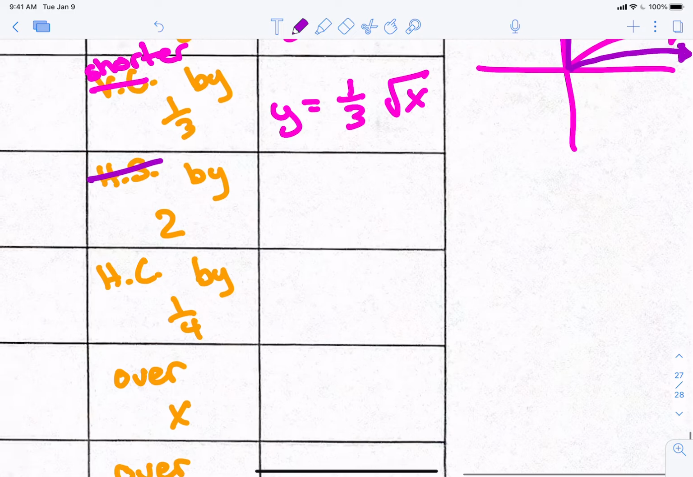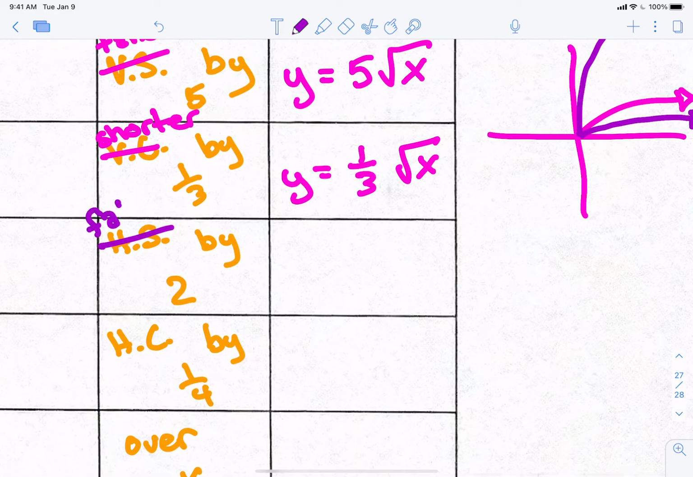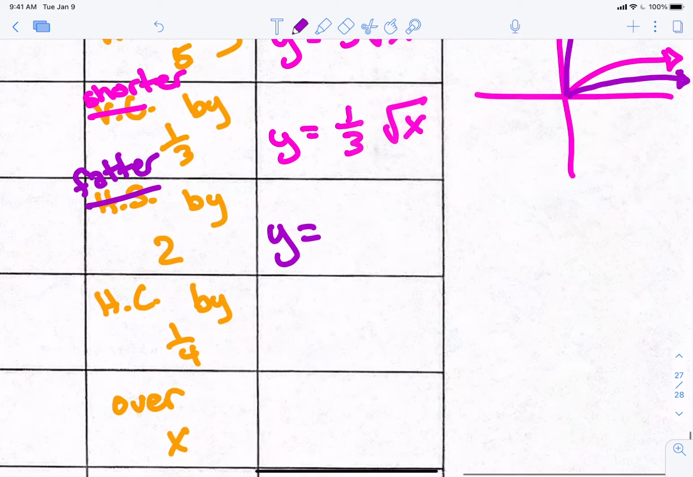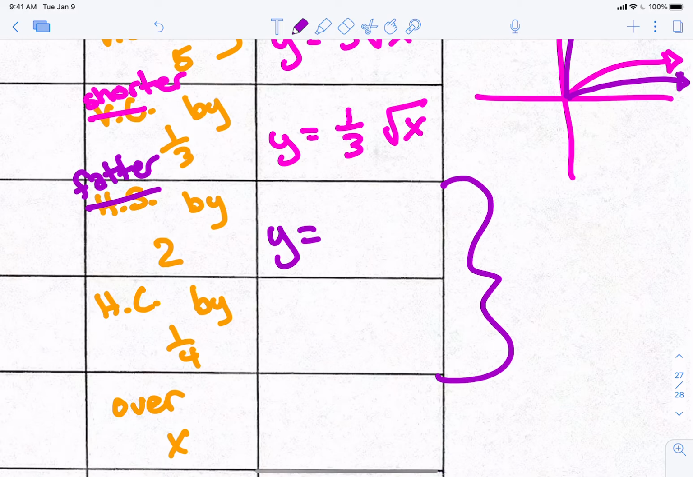A horizontal stretch by a factor of 2. Horizontal stretch is making him fatter, right? We're making him fatter. Fatter by a factor of 2, so he's getting twice as wide as what he was before, okay? Y equals, now we have to figure out where that 2 goes, but you should also have a note off to the left side over here. You should have a note that says something. What does your note say?